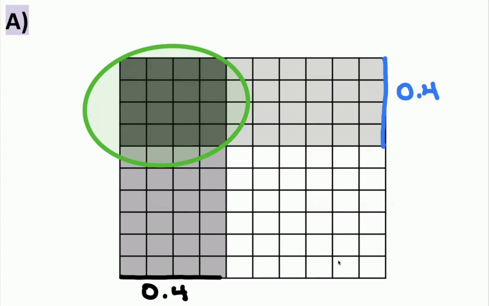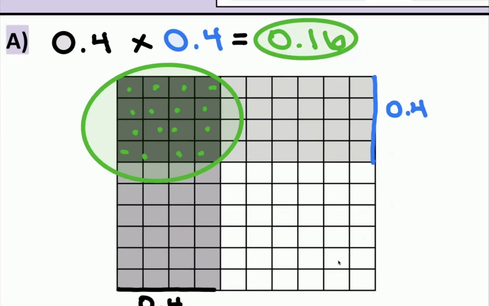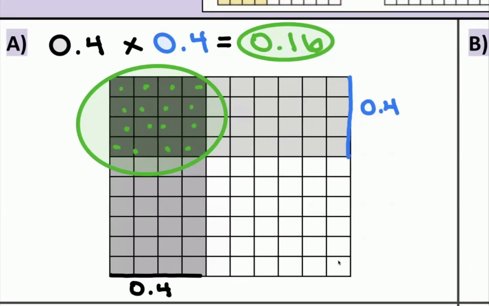So when we write our multiplication expression, we can write 4/10 times 4/10 equals 16 hundredths, because 16 out of the 100 squares overlap. Make sure you have this down, and then try B on your own. Then come back to the video to check your work.